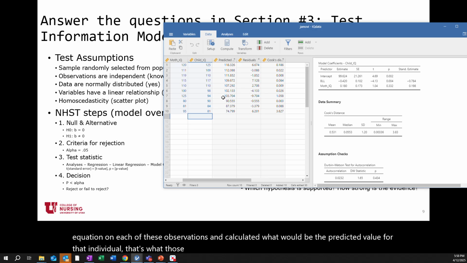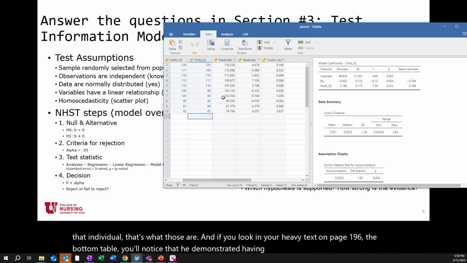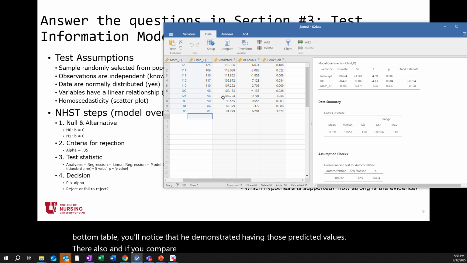And if you look in your HEVI text on page 196, the bottom table, you'll notice that HEVI demonstrated having those predicted values there also. And if you compare our predicted values with HEVI's predicted values for each case, you'll see that they match.